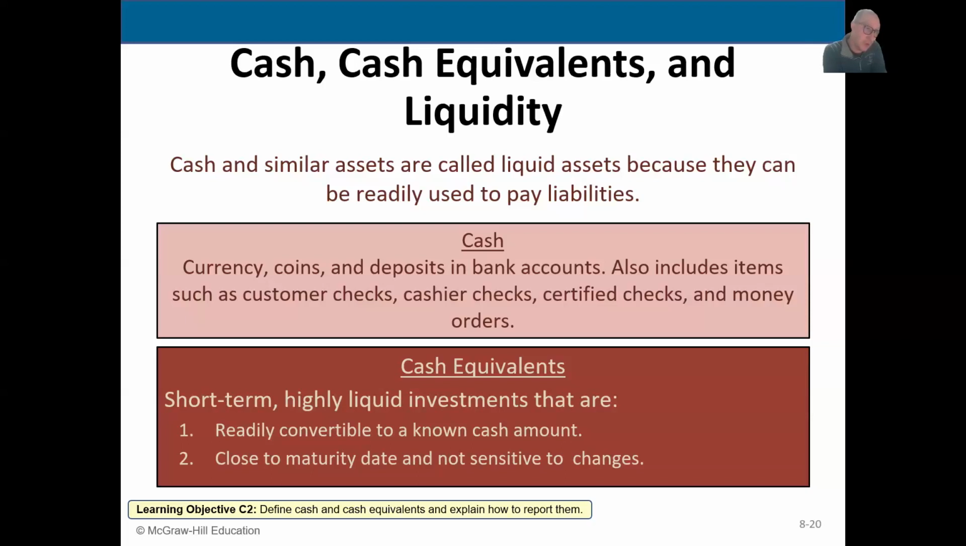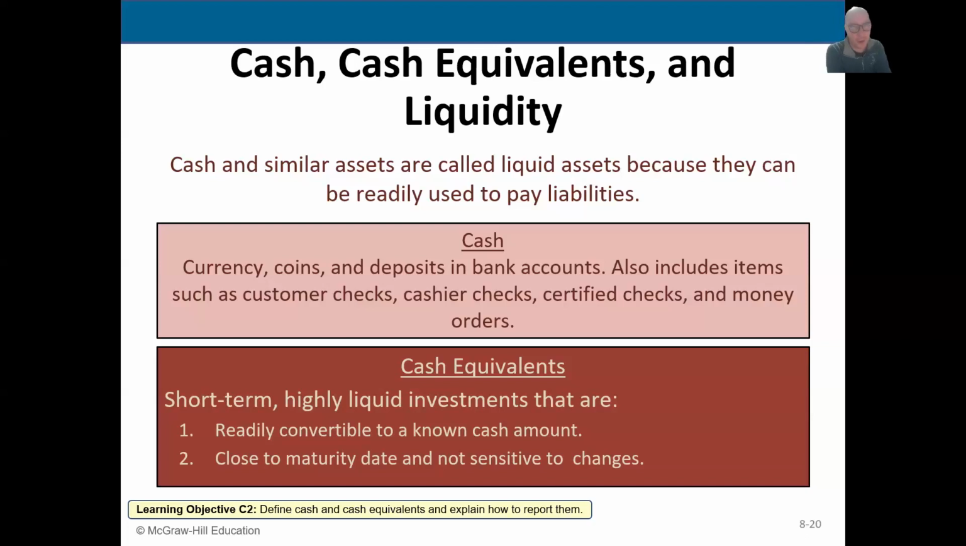Cash includes things like currency, that's the paper money, coins, deposits into bank accounts, checks. Checks are the same as cash. Whether it's a personal check, money order, certified check, or cashier check, it's all cash. It gets treated the same way that cash does. Your debit card, that's cash.